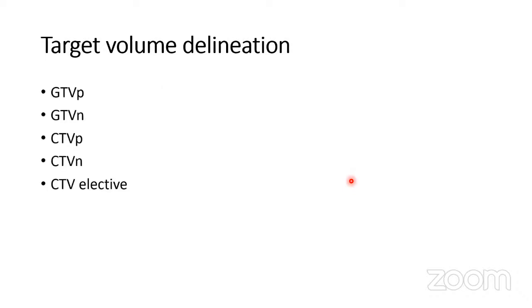So now what are the target volumes? Let me keep it simple. First, you contour the primary, the involved primary, and contour the involved nodes. And then you give a margin to account for the microscopic disease, which is the CTV primary and the CTV node. Then you go for contouring of volumes which are thought to be at high risk of microscopic involvement, which is the elective volume. So let us see one by one.